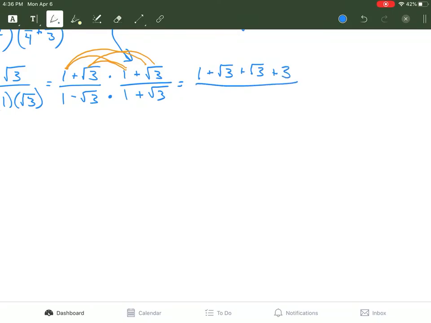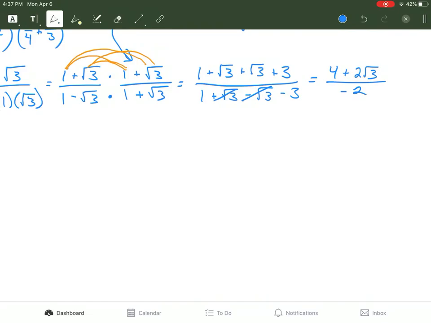On the bottom, we're going to do the same kind of idea. 1 times 1 is 1. 1 times root 3 is positive root 3. The negative root 3 times 1 is negative root 3. And negative root 3 times positive root 3 is going to be negative root 9, and the square root of 9 is 3, so it's going to be minus 3. Now the conjugate is supposed to get rid of square roots, and there we have a positive square root of 3 and a negative square root of 3, so those will cancel out. And on the top, we have 1 plus 3 is 4. We have 2 root 3's, which means we're going to have 2 root 3. And on the bottom, we have 1 minus 3, which gives you negative 2.